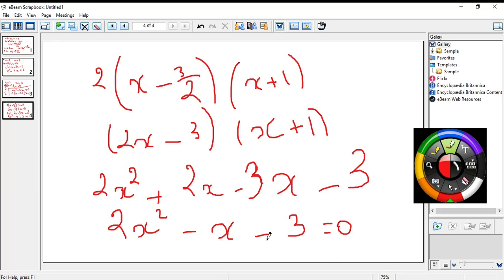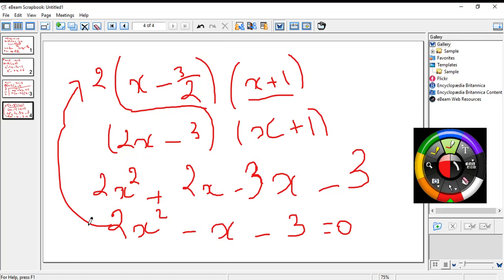But if I told you to factorize it, to write it in factorized form, you cannot write x minus 3 over 2 times x plus 1. No, you need to write 2 times x minus 3 over 2 times x plus 1. And if I go back now from here to here, that's it. If you do delta here and solve it, you will have two roots, x equals minus 1 and x equals 3 over 2. If x equals minus 1 is the root, it means x plus 1 is a factor. If x equals 3 over 2 is the solution, it means x minus 3 over 2 is a factor.